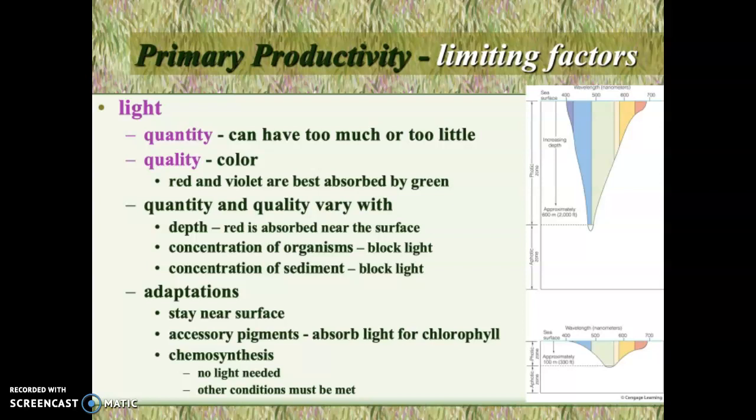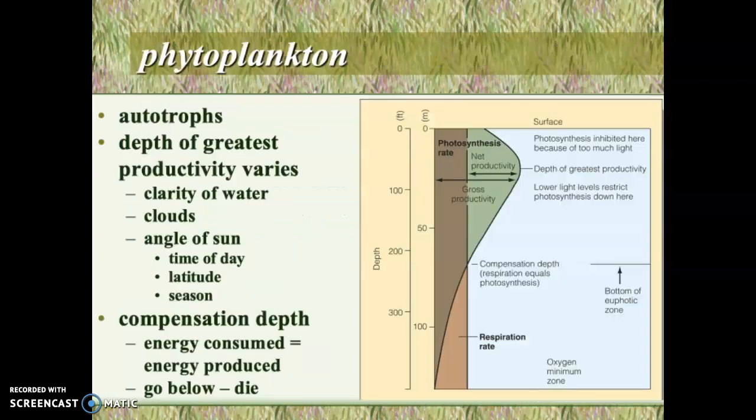When we look in a couple of minutes at the algae that live in the ocean, we'll find that some of the algae actually have these accessory pigments that help them absorb light and then pass that energy on to the chlorophyll. So as you would expect, the phytoplankton are most productive close to the surface.